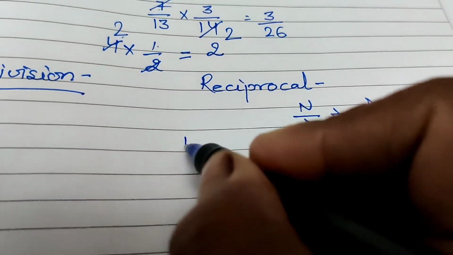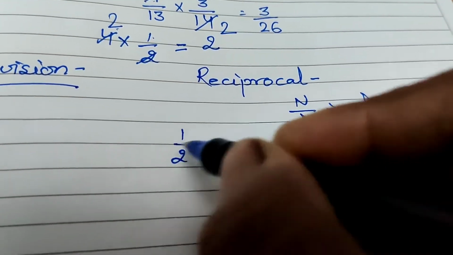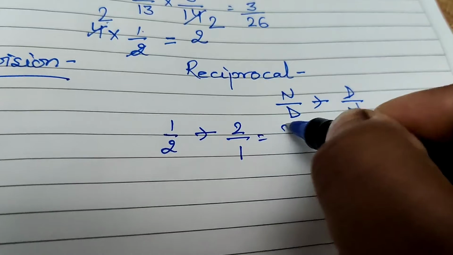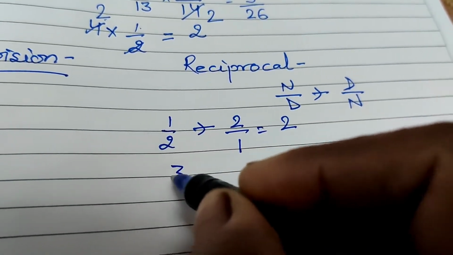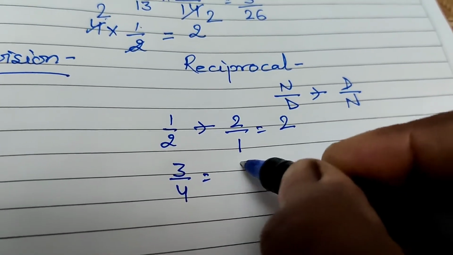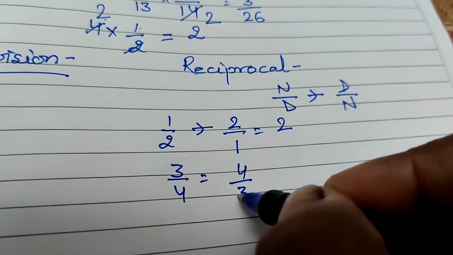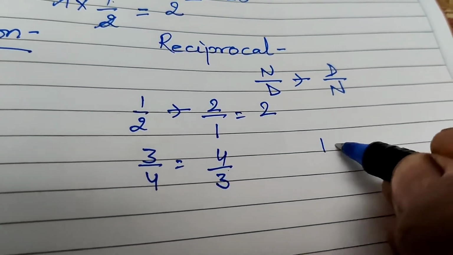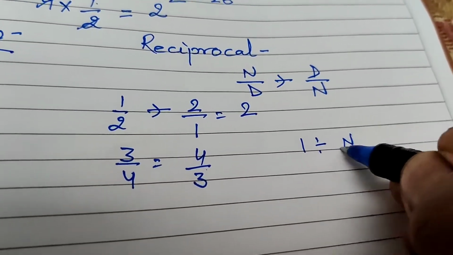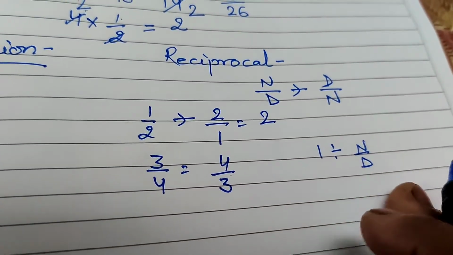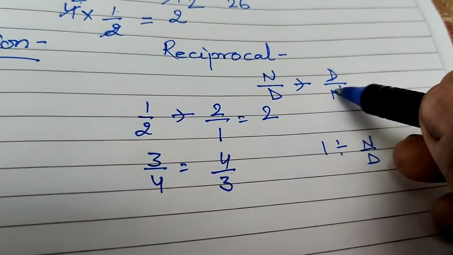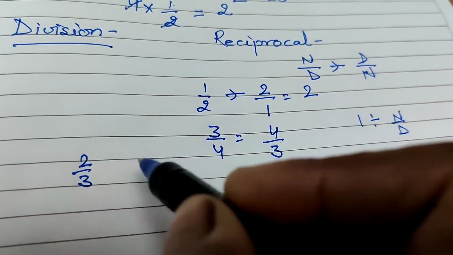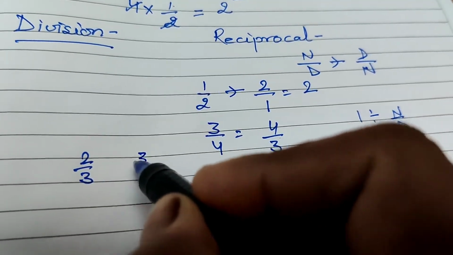The reciprocal of 1 by 2. Reciprocal of 1 by 2 is 2 by 1, that is, we can write 2. 3 by 4, reciprocal of 3 by 4 is 4 by 3. Okay. This is the reciprocal of 3 by 4. You can write 1 divided by the given fraction. It means we will get the reciprocal. Okay. The reciprocal of 2 by 3 is? The reciprocal of 2 by 3 is 3 by 2.